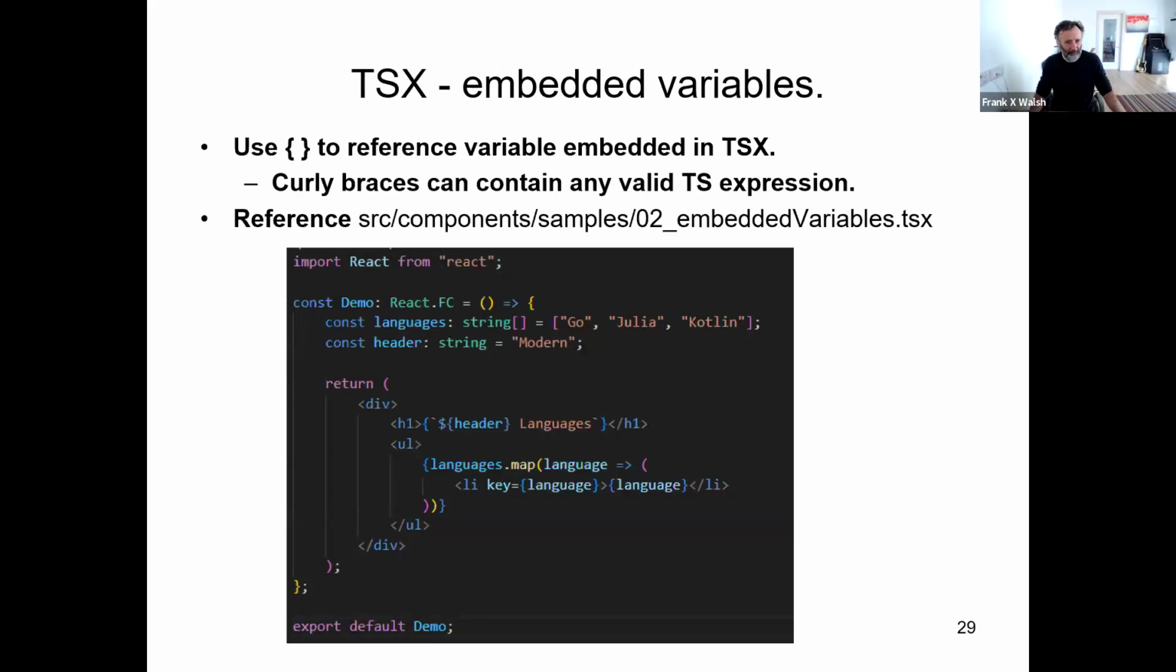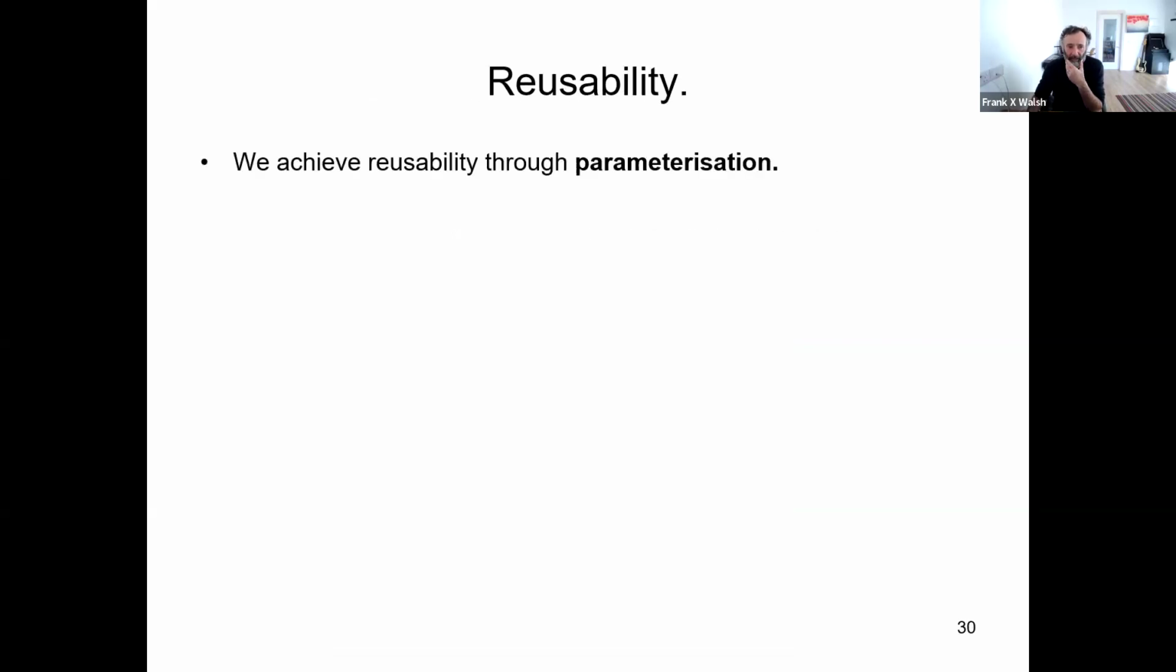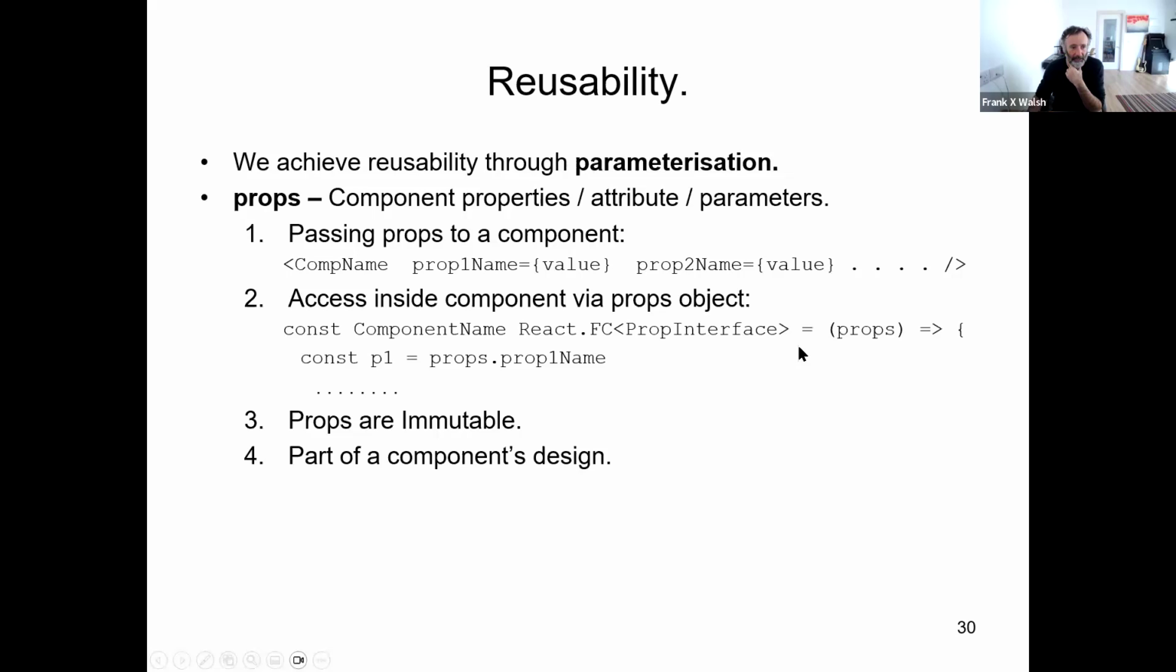Reusability. Up to now you might be thinking, what's the use in that? How could I reuse that? I've kind of hard coded my variables here. That's not much use. So we can introduce some parameterization to our components, and we do that through properties, or props for short. Component properties, attributes and parameters. We can pass properties to a component, giving each property a name and a value, when we're creating a component or passing it into a web page, and it would be transpiled into such.